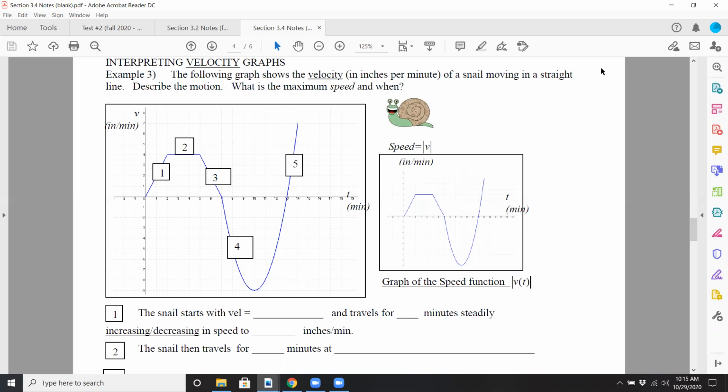First off, what we're going to want to do is generate a speed graph to go with our velocity graph. Remember, speed is the absolute value of velocity, and we talked about absolute value transformations in the past. What you do when you do an absolute value transformation is that all negative y values become positive. So these are all positive right now, and then this has to flip over the x-axis.